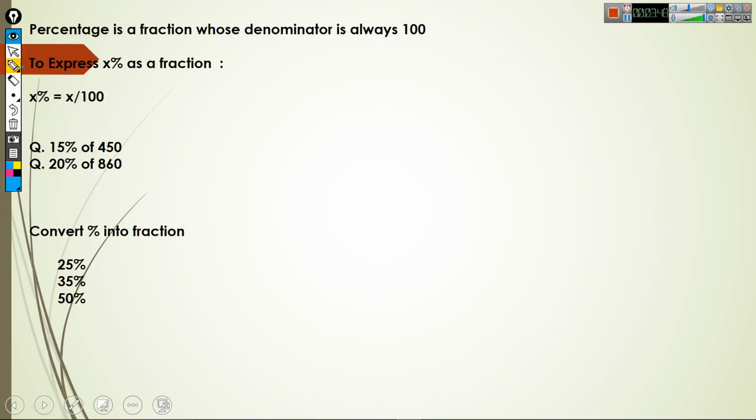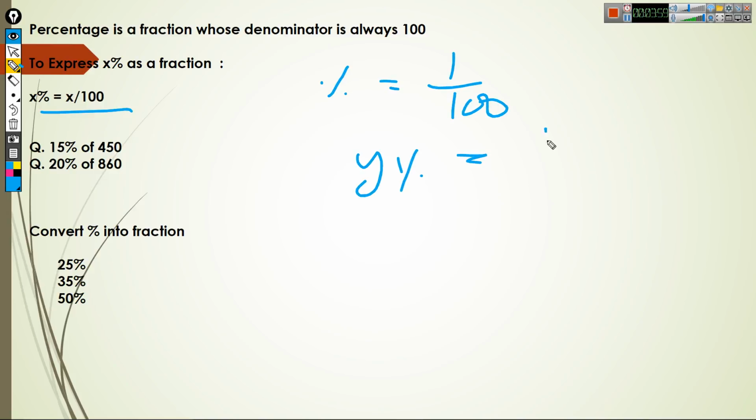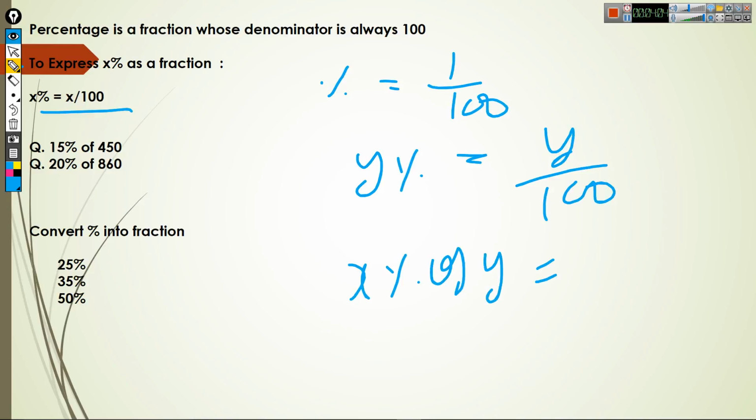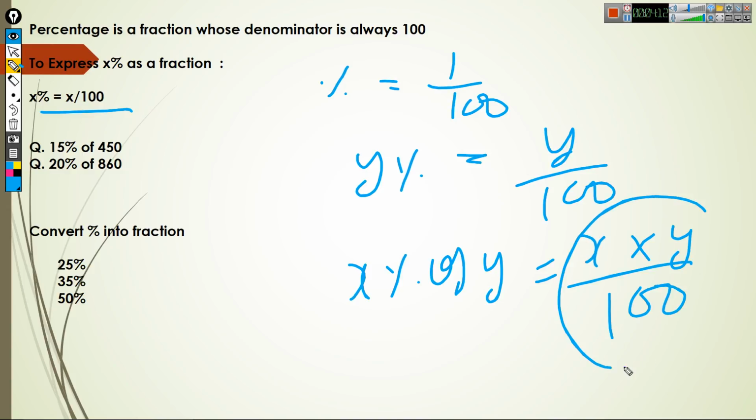Percentage is a fraction whose denominator is always 100. Like x percent is equal to x by 100, and percentage means 1 by 100. Suppose somewhere y percent is written, it means y by 100. X percent of y: as you know, "of" means multiplication. So x percent of y is x into y, divided by 100. Whenever you see percentage, just divide by 100 and you will get the value.